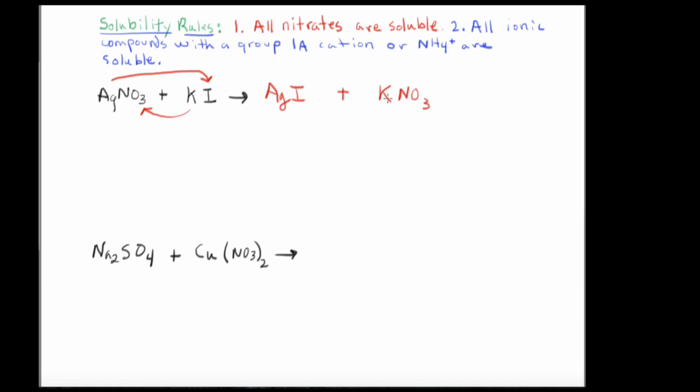So you can see when you look at both of these compounds that the AgI does not contain a group 1A cation or ammonium, and the anion per se is not nitrate. So this compound here is the solid. If we quickly glance at the other one, the second product here, you can see that it has a group 1A cation, and indeed there is the presence of nitrates. So this remains as a soluble salt. So this would be the solid.